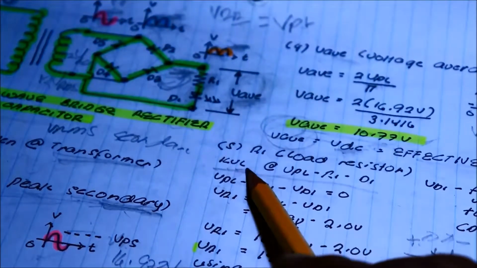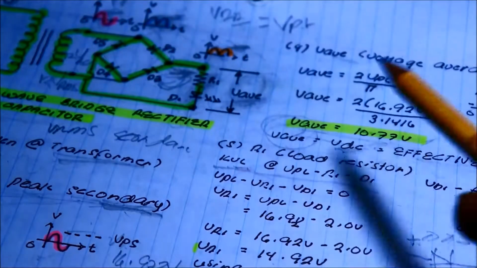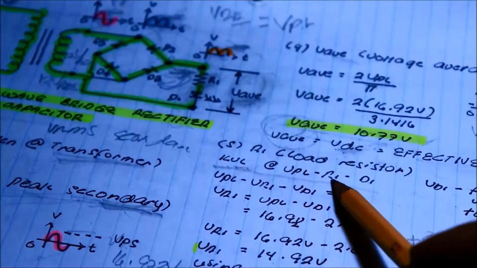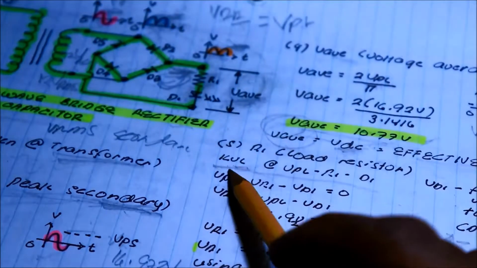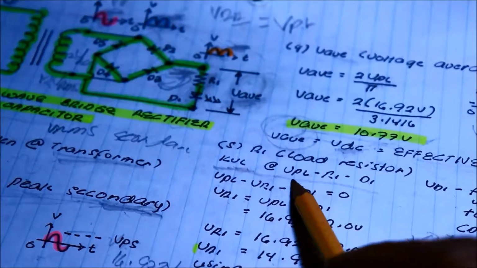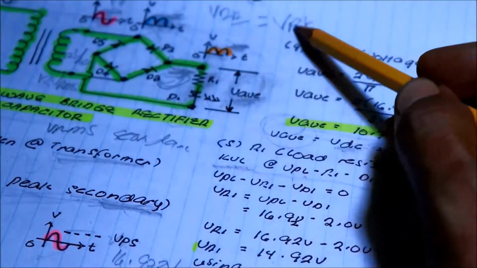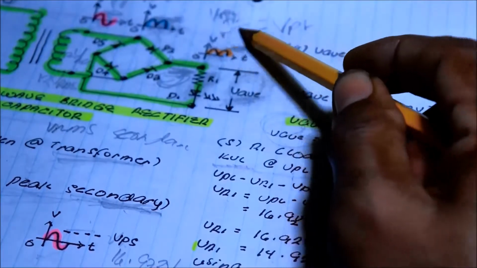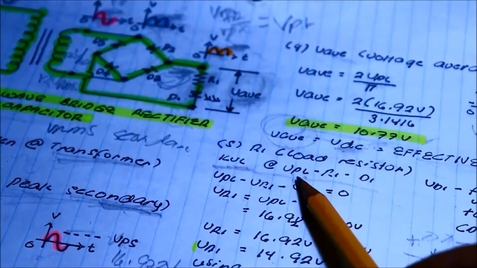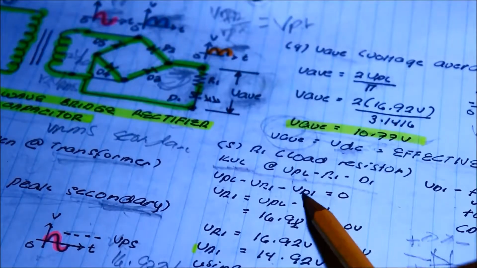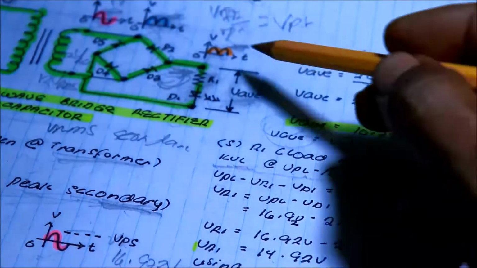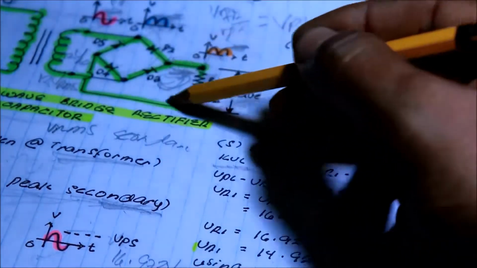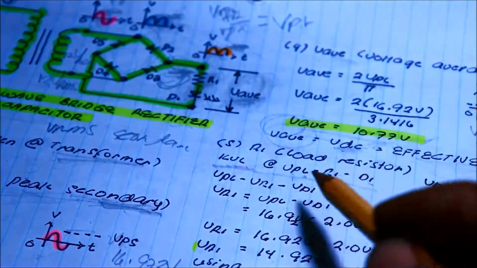Kirchhoff's voltage law states that the sum of all voltages in a closed loop is equal to 0. Kirchhoff's voltage law, KVL, at the voltage peak of the load, which is equal to the voltage peak of the rectifier, voltage peak of the load minus the voltage drop at the resistor and the diode. That is the whole KVL.